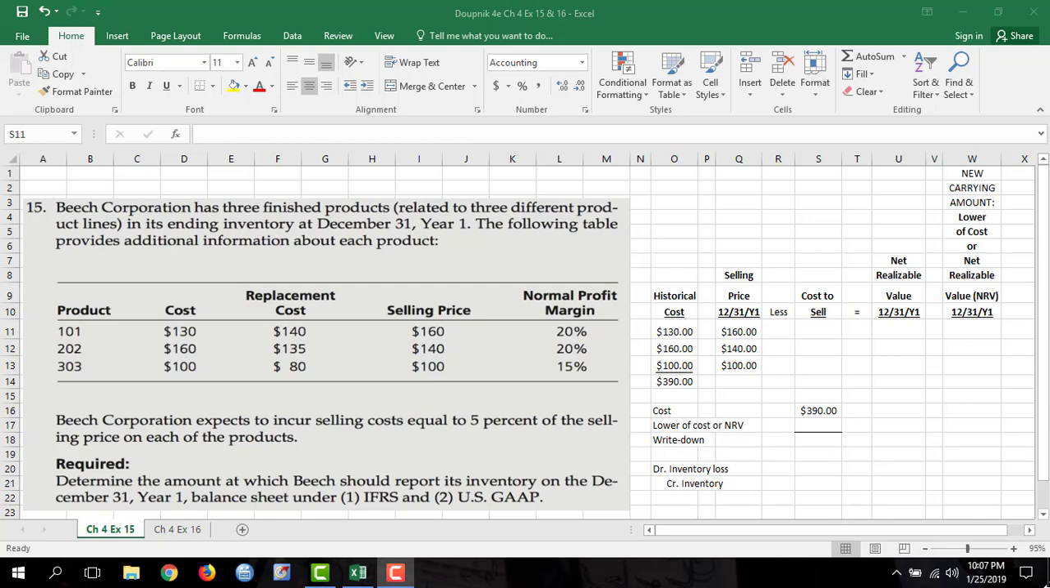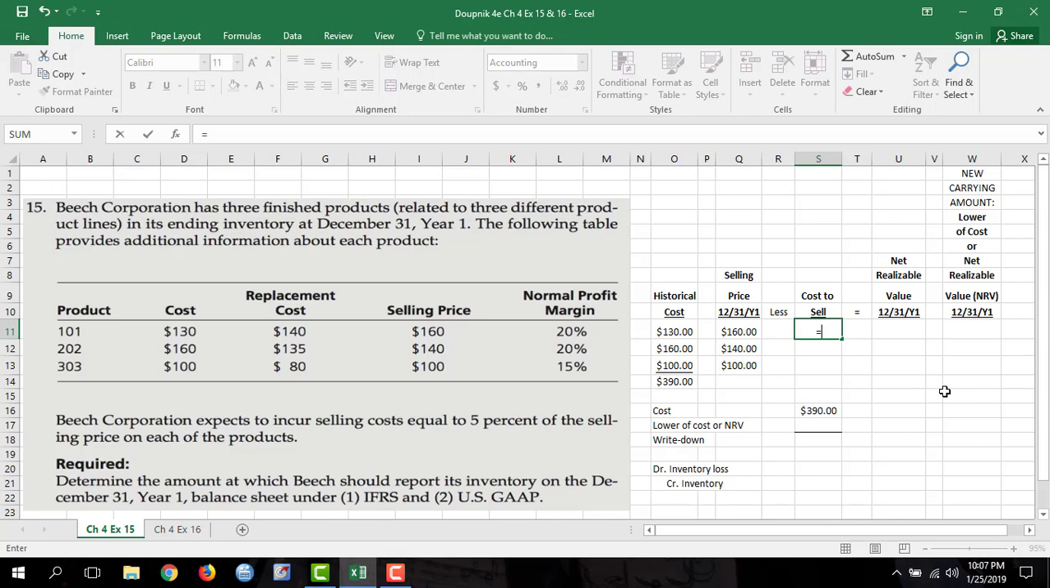So what will be the carrying amount of the inventory at the end of year 1? We are going to compare the historical cost with net realizable value and take the lower of those 2 values. How do we obtain net realizable value? Well, net realizable value is the selling price less the cost to sell. And as the problem informed us, the cost to sell is equal to 5% of the selling price.